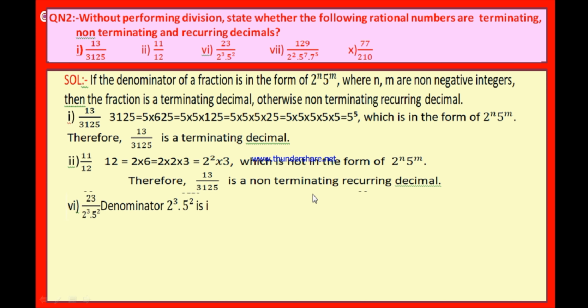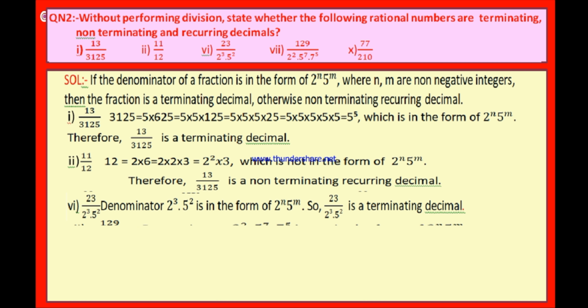And the fourth bit now. 23 by 2 cube into 5 square. Look at the denominator. 2 cube into 5 square is in the form of 2 power n into 5 power m. So the given fraction is a terminating decimal.